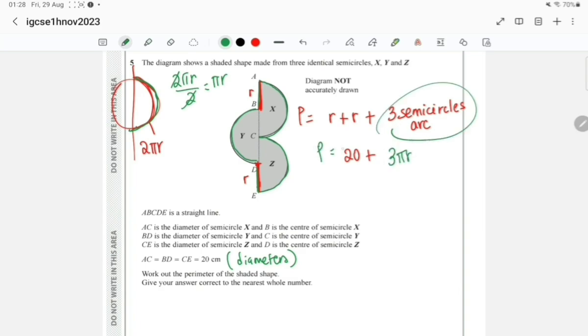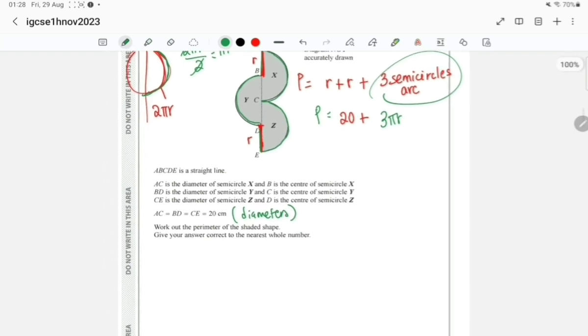So this will be my perimeter. Perimeter would be 2r plus 3 pi r. So 2r plus 3 pi r. Or if you want, 20 plus 3 times pi times the radius, which was 10. Okay, the radius is 10, so that the diameter is 20. So it would be 20 plus 30 pi.